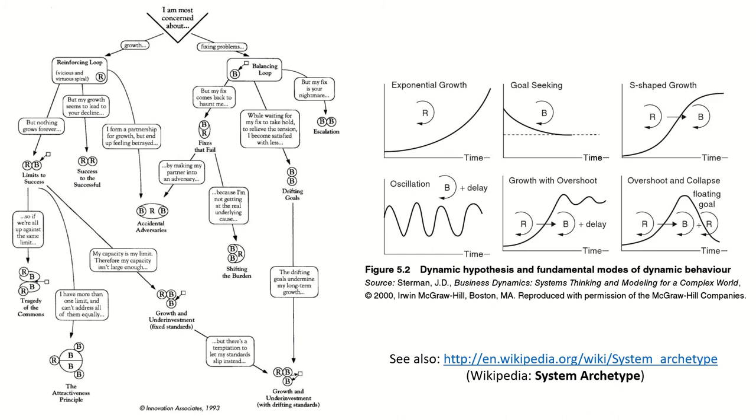So this one, shifting the burden, which is the one we just showed before, is kind of a little cartoon depiction of two balancing loops connected by a reinforcer. So the idea here is that maybe the first thing I do is not actually drawing the variables, but maybe I would say I'm expecting to have a big balancing loop next to another big balancing loop with a reinforcing loop. And then my next step would be to say, well, what variables would be in balancing loop number one?